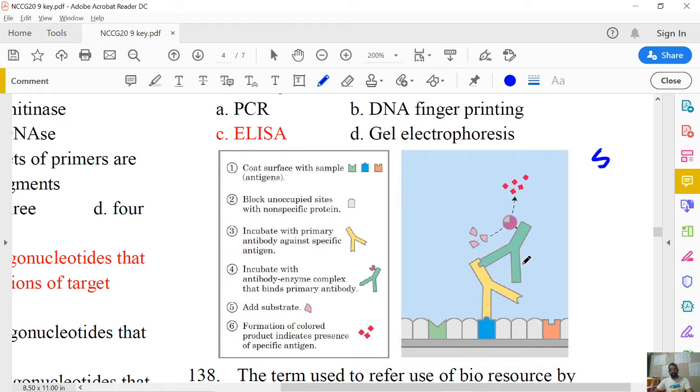So let us assume the serum has the antibody. Then this antibody is also able to bind. Now we can use this enzyme for the generation of a particular color. So if the color is produced, the antibody is present, and if the color is not produced, the antibody is absent. That's how ELISA will work.